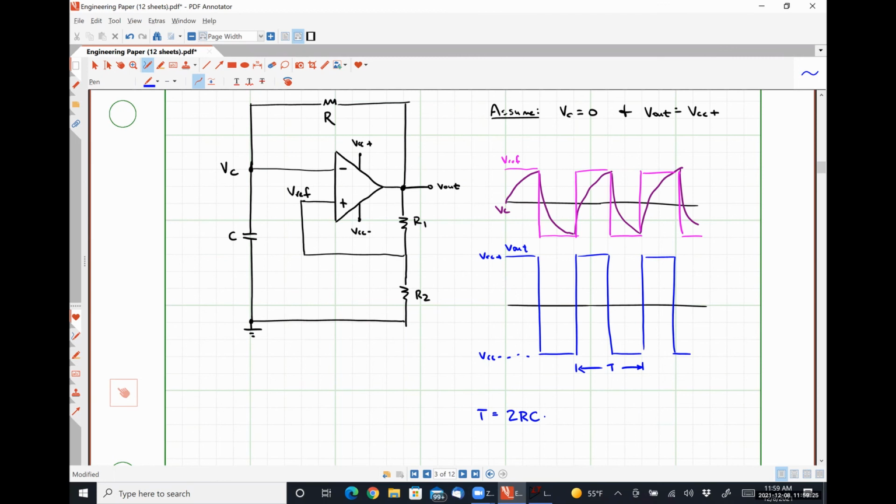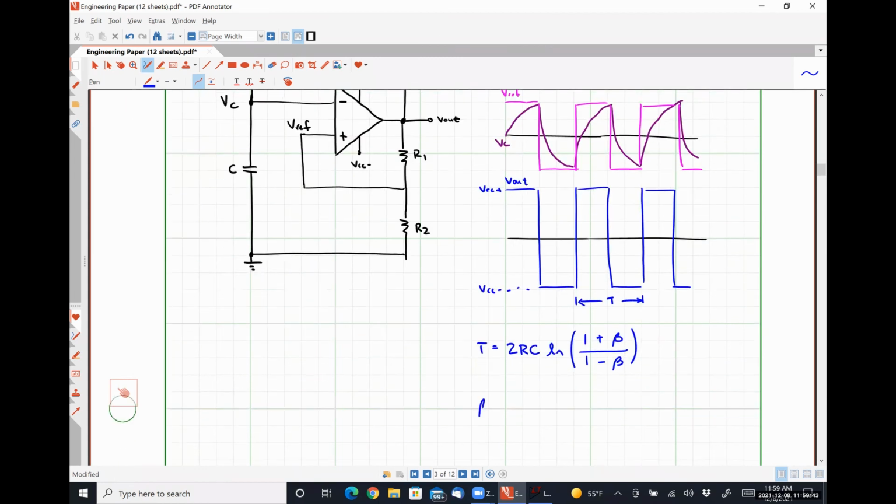So that's just twice the time constant multiplied by the natural logarithm of 1 plus beta over 1 minus beta, where beta is equal to R2 divided by R1 plus R2. So this tells us how quickly the system oscillates.